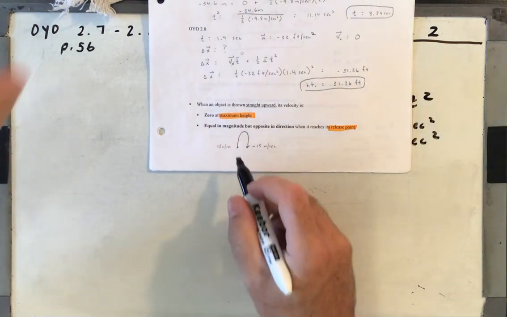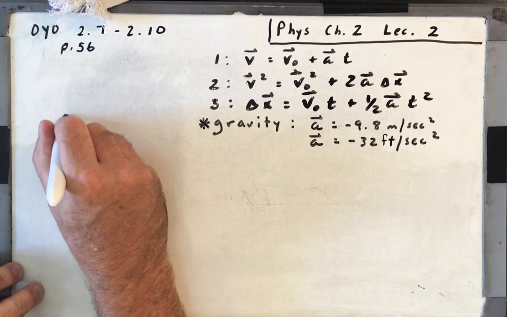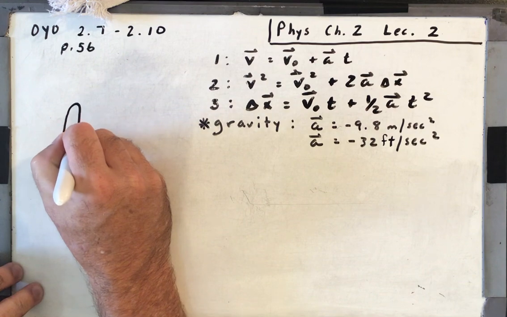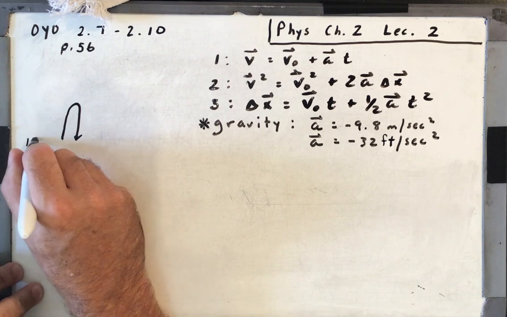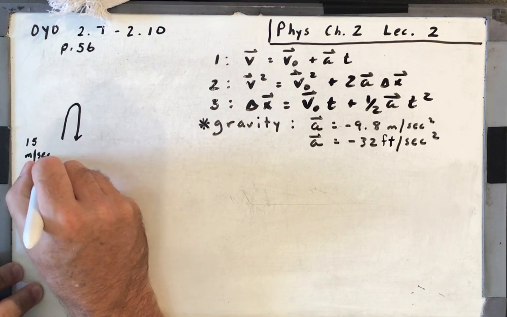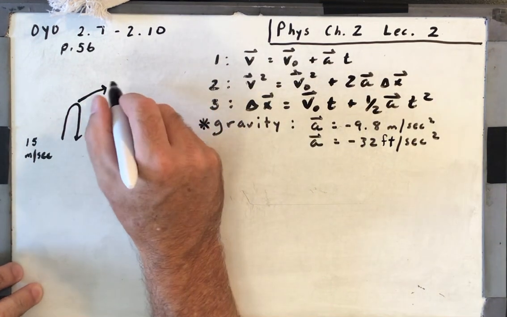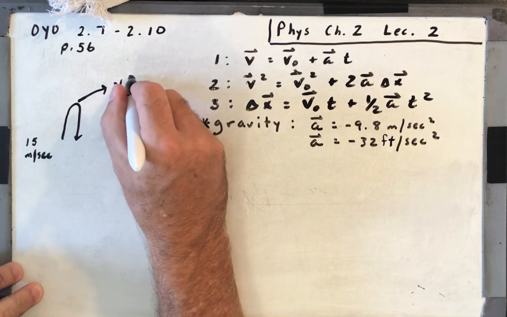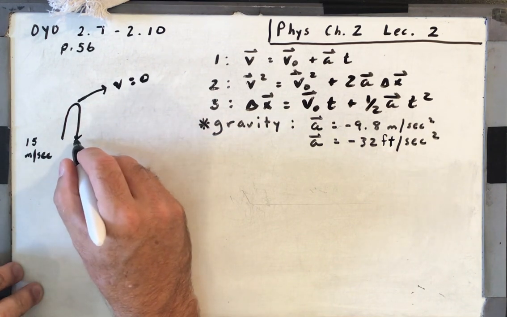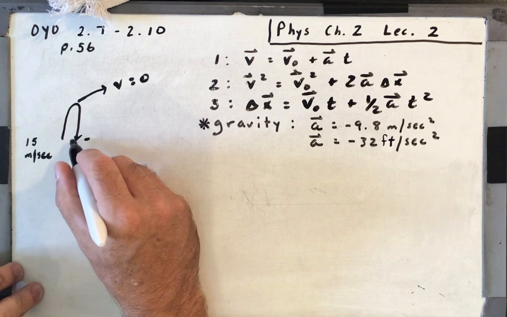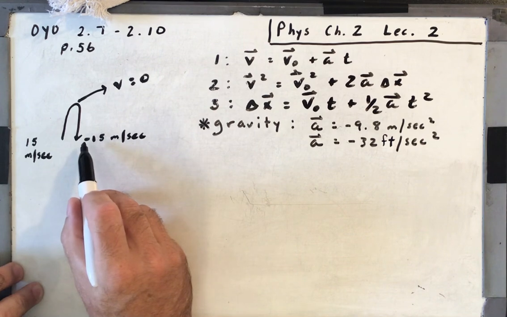So let me draw out what I did here on the notes. Let's say you were throwing a rock straight up in the air, and let's say you threw it up at 15 meters per second. At the top of its flight, the velocity equals 0 because it's changing direction. When it gets down to where it started, assuming it doesn't hit the ground there, it would be negative 15 meters per second. So equal in magnitude but opposite in direction.